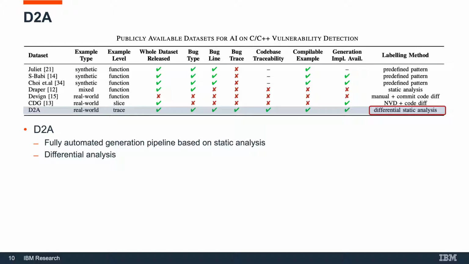In particular, we develop a fully automated pipeline based on static analysis, so we can generate large datasets from real-world programs. To improve the label quality, we leverage the commit history and run differential analysis to identify issues that are very likely to be false positives.